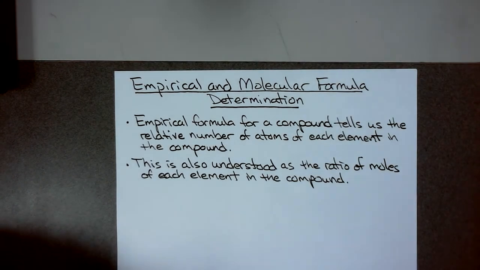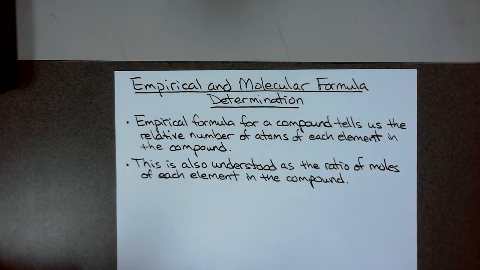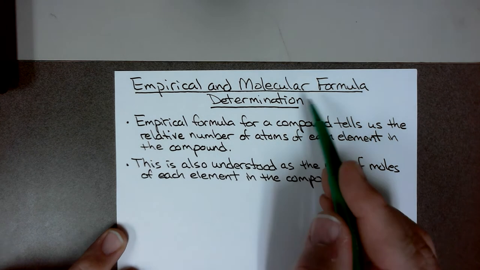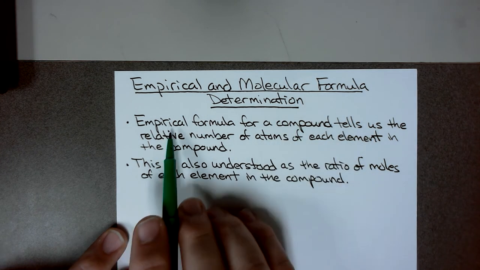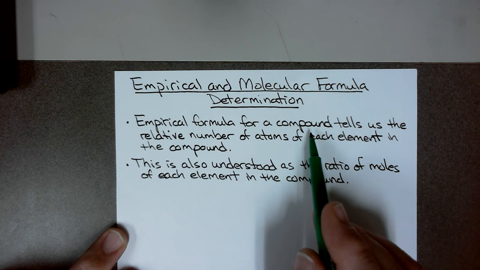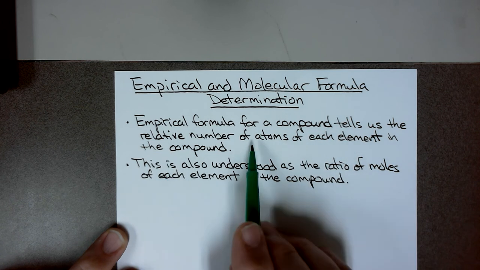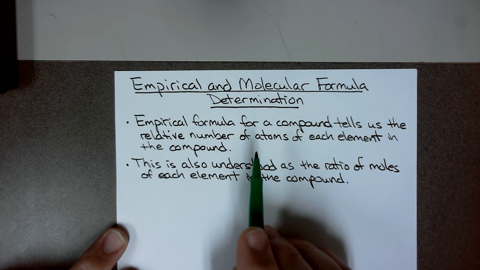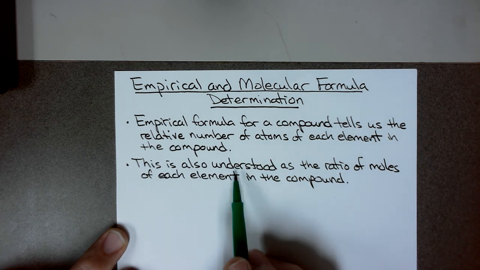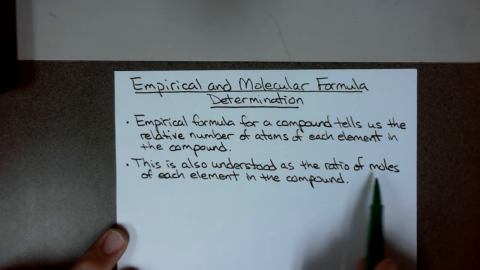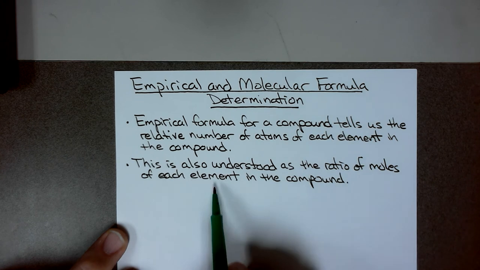Hello Bobcats. In this video we will be discussing empirical and molecular formula determination. Now remember, the empirical formula for a compound really tells us the relative number of atoms of each element in the compound. Now this is also understood as the ratio of moles of each element in the compound.